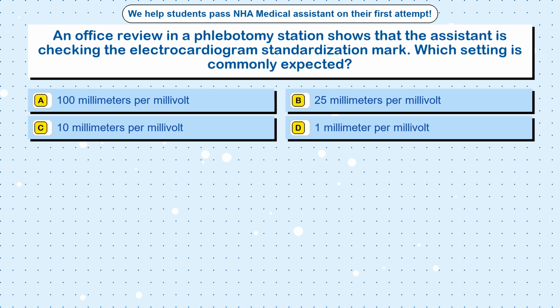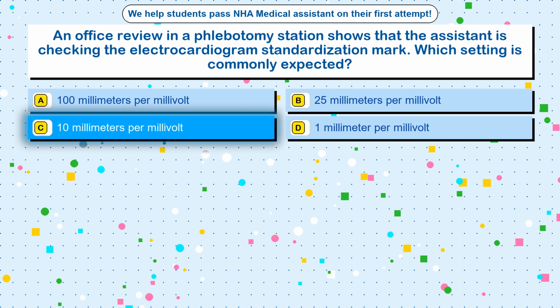Question 52. An office review in a phlebotomy station shows that the assistant is checking the electrocardiogram standardization mark. Which setting is commonly expected? Option A, 100 mm per millivolt. Option B, 25 mm per millivolt. Option C, 10 mm per millivolt. Option D, 1 mm per millivolt.